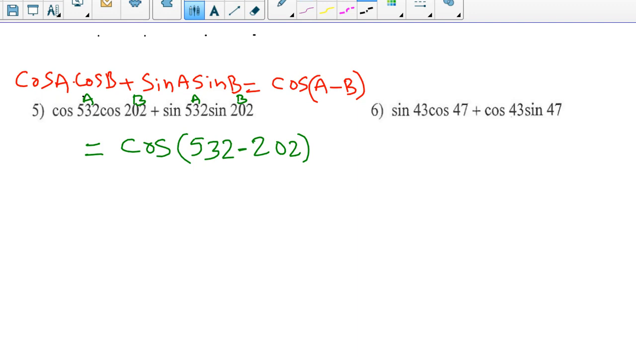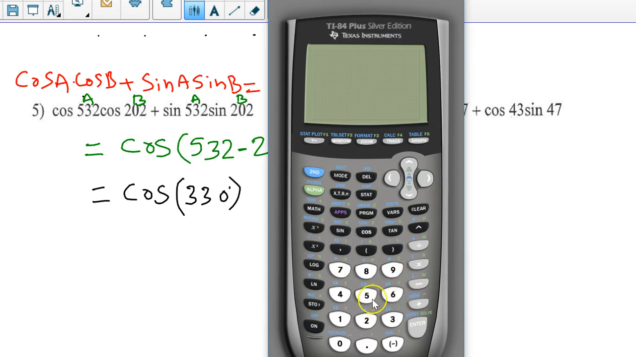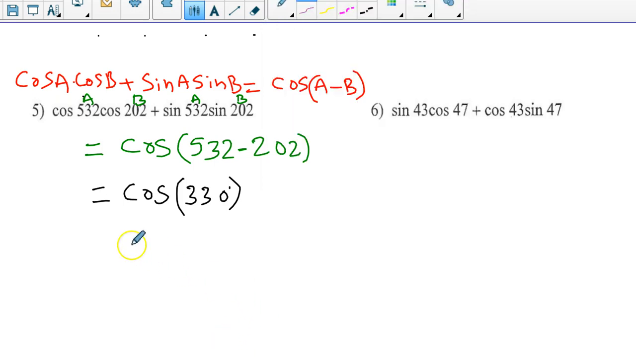Now, what is the difference between those two? 532 minus 202 is cosine 330, right? 330 degrees. Let me verify. 532 minus 202 gives you 330, right?